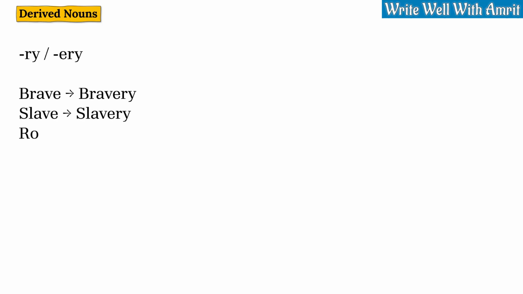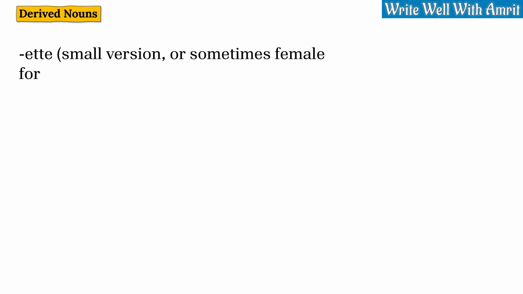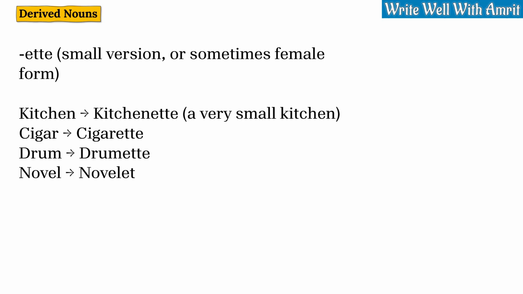Then you can add ry or ery, like brave becomes bravery, slave becomes slavery, rob becomes robbery, bake becomes bakery, and brew becomes brewery. Ette is added to some nouns to create shorter forms of those nouns. For example, kitchen becomes kitchenette. This is a very small kitchen. Cigar becomes cigarette. Drum becomes drumette. Novel becomes novelette. And disc becomes diskette.